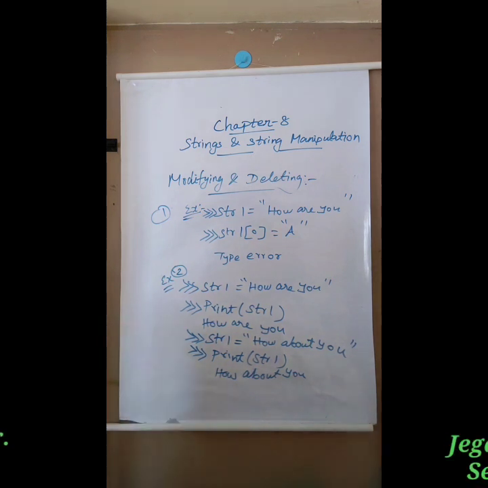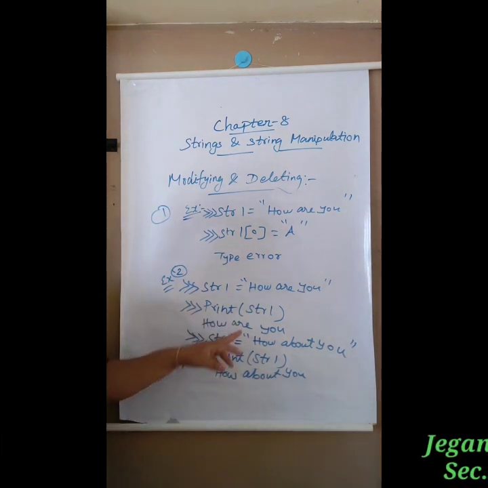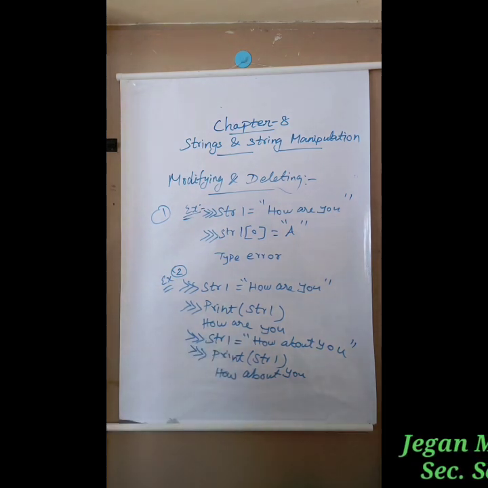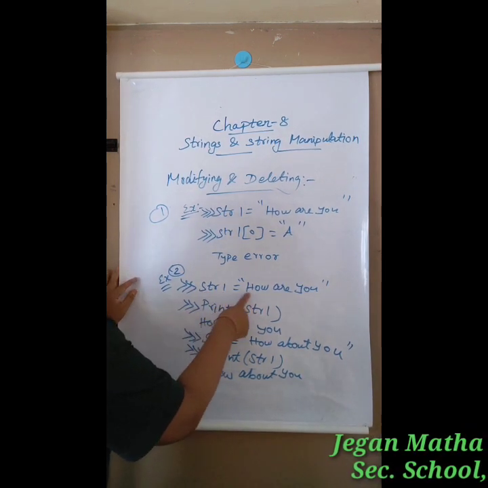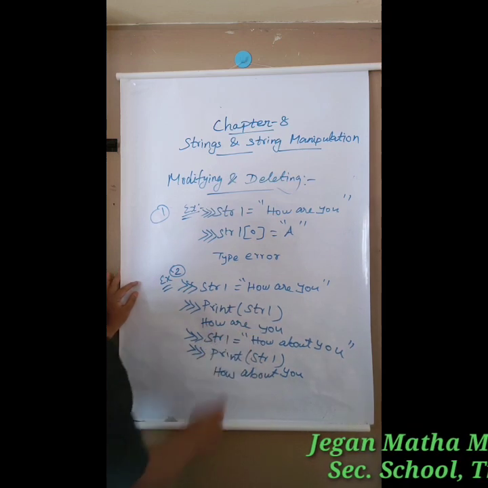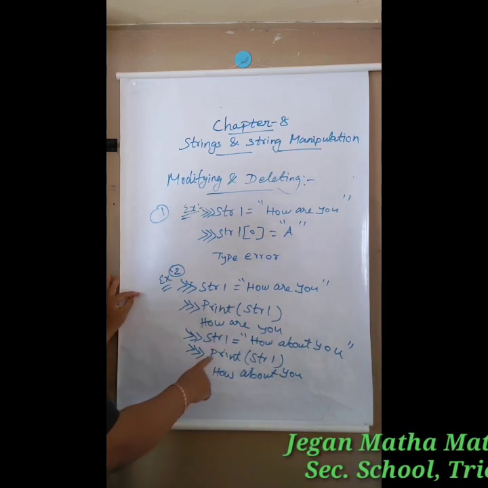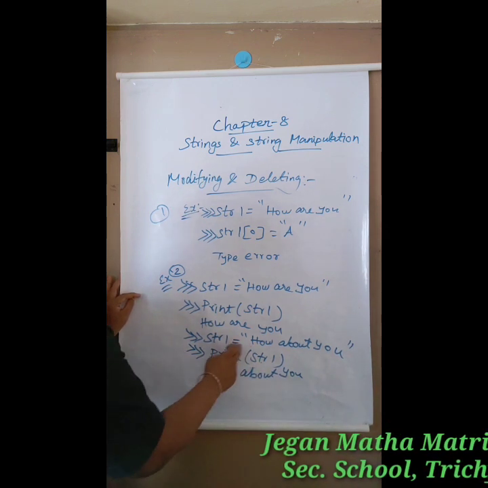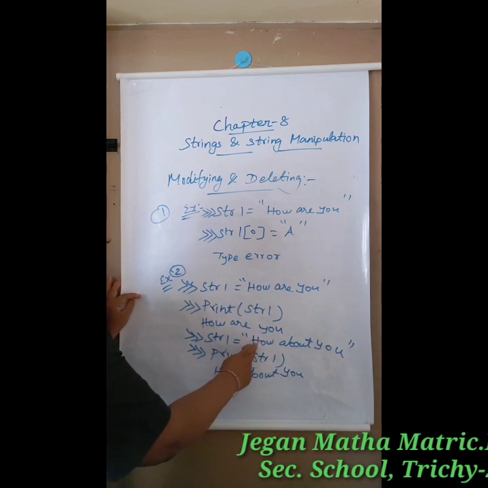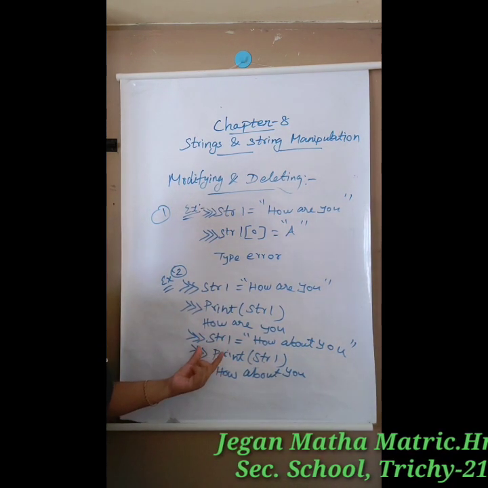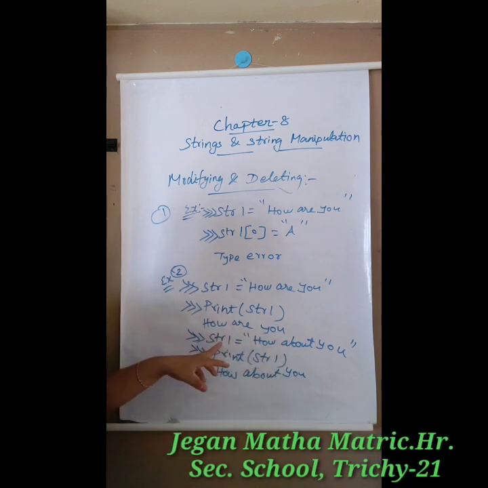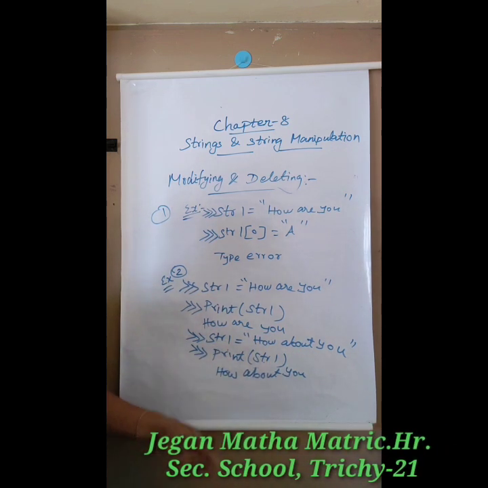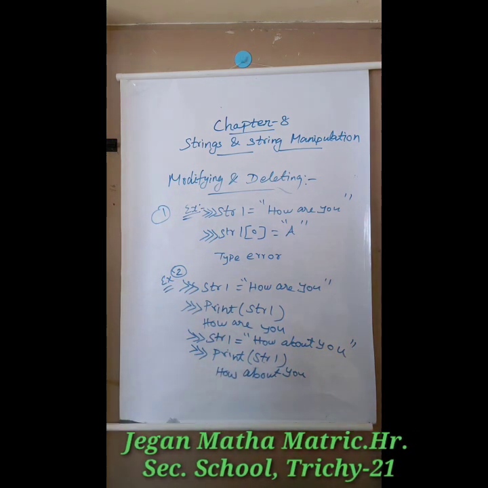To overcome this problem, we can define a new string value for the existing string variable. It completely overwrites the existing string with a new string. Now let us see the example. Here they declare string1 as "how are you" and print string1, which produces "how are you". Then string1 is given the new value "how about you" in the existing variable. When we run this program, it produces the result "how about you".